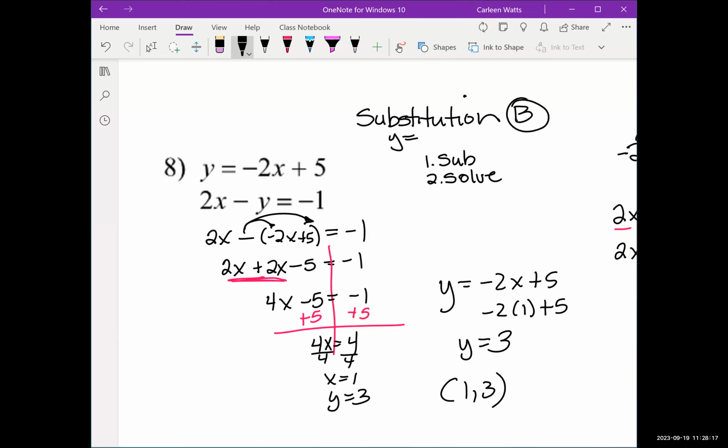And if I wanted to test it, 2 times 1 minus 3, so that's 2 minus 3, gives me -1. I could check it by plugging it in. So there's the solution. Okay. So we have the graphing method. We have 2 types of substitution.